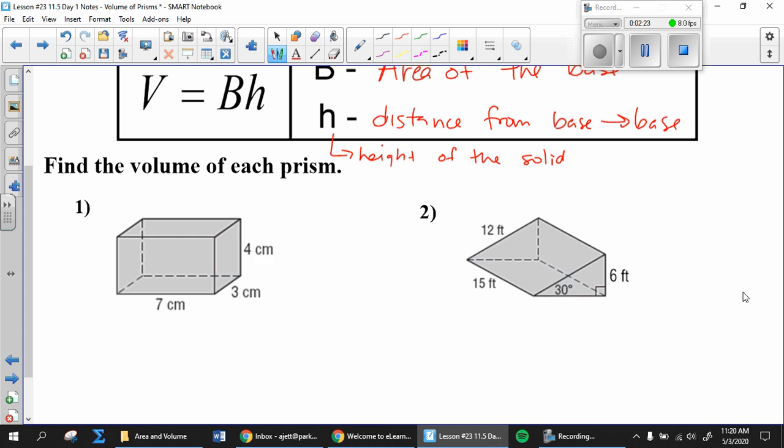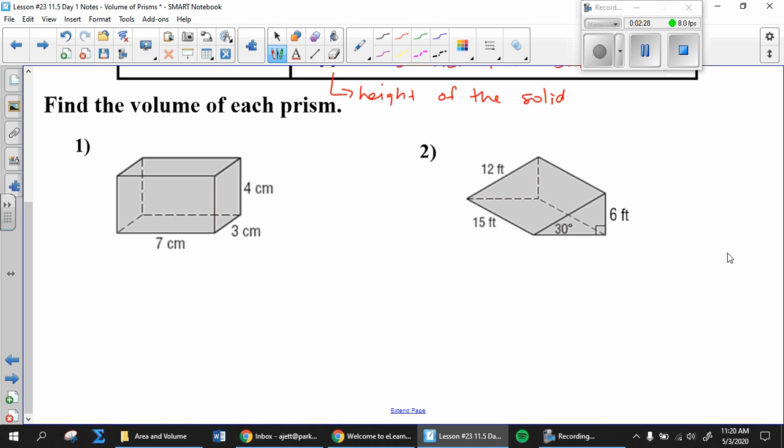So if we look at these two different prisms here, first one here, we have a rectangular prism. On a rectangular prism, it does not matter what you call the base. If you want to call the bottom the base, awesome. If you want to call this side here the base, awesome. It doesn't really matter which rectangle you choose when you're talking about the base here. So I'm going to go ahead and call these left and right faces my base. All right, so volume is simply area of the base times the height of the solid, or distance from base to base.